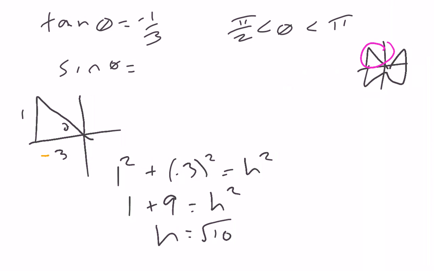So h equals the square root of 10, which means my sine is positive 1 over the square root of 10. And once again, if you rationalize that and got square root of 10 over 10, I was a pretty happy camper, but if you didn't, I can live with it.